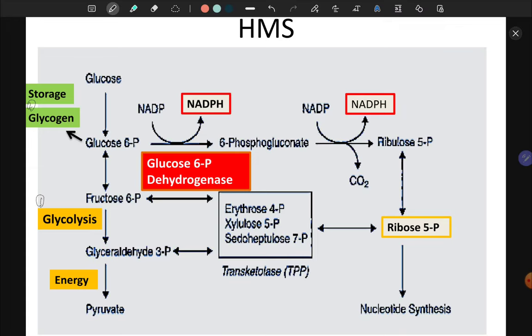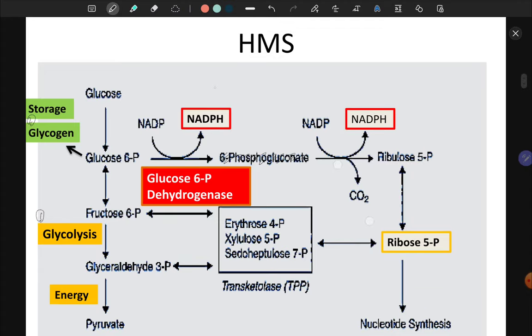Even the name of this product is not important, okay? But just know that this enzyme is important, and the aim of the hexose monophosphate shunt is generation of this molecule called NADPH, okay? Note that it is NADPH, by the way, not NADH.